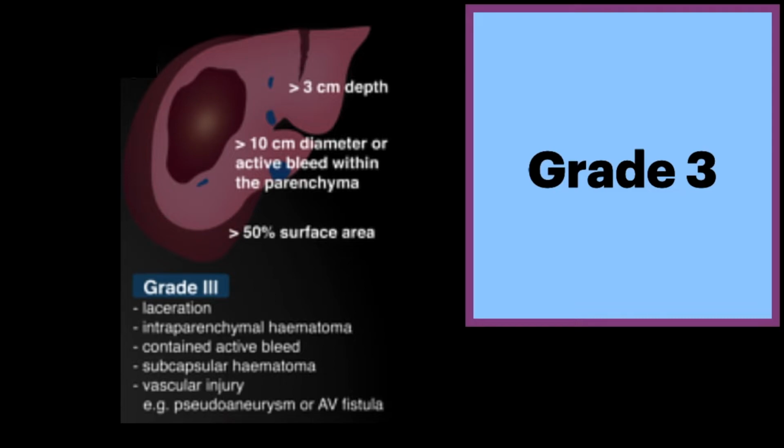A grade 3 injury occurs when there is a laceration greater than 3 centimeters of parenchymal depth, and or a subcapsular hematoma greater than 50% surface area. A vascular injury with active bleeding contained within the liver parenchyma is also a qualifier.